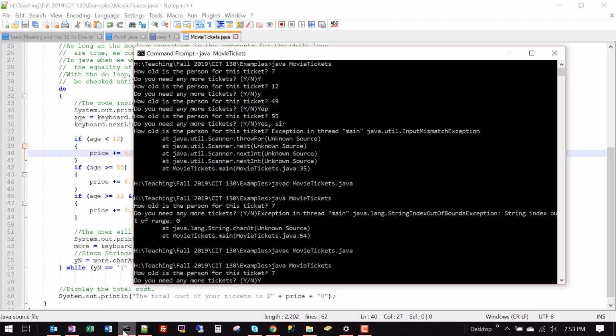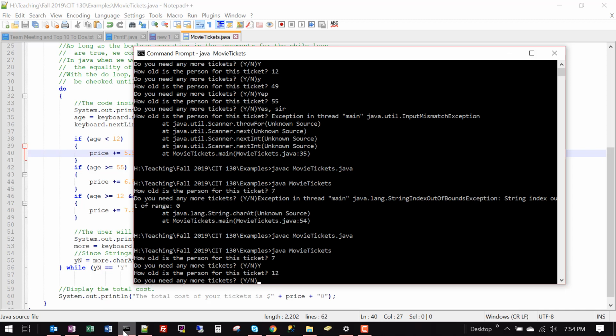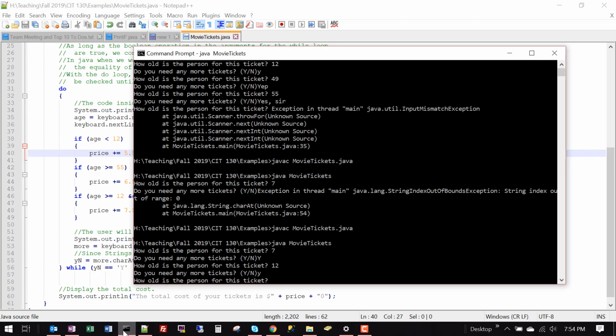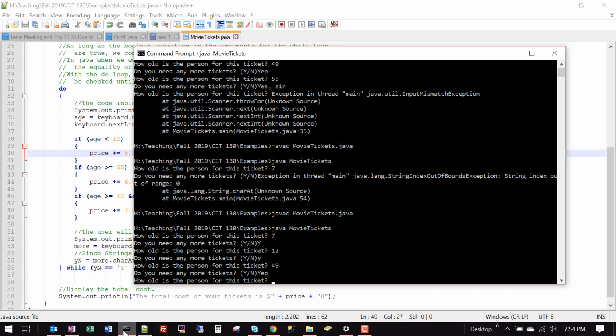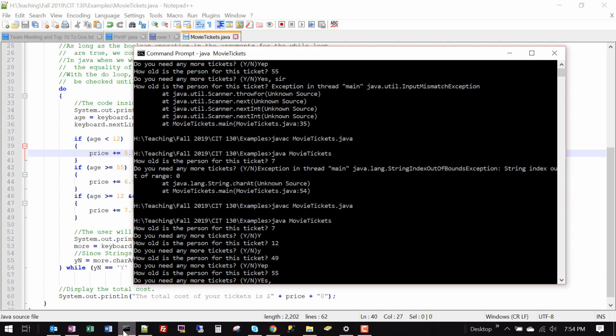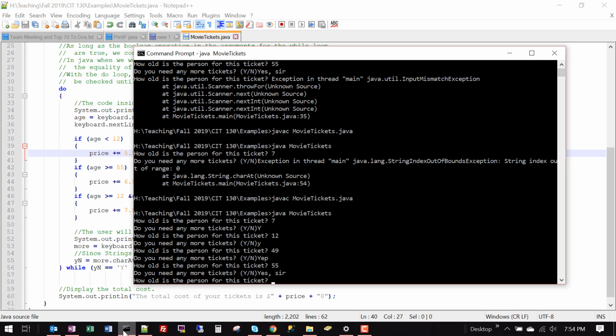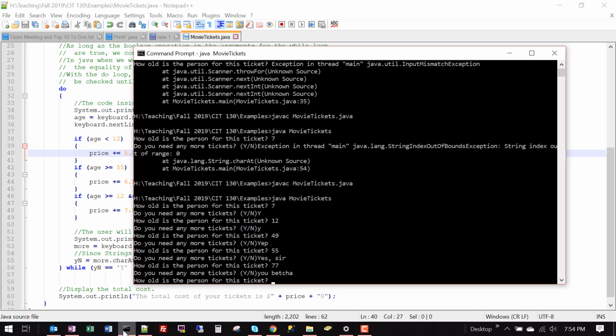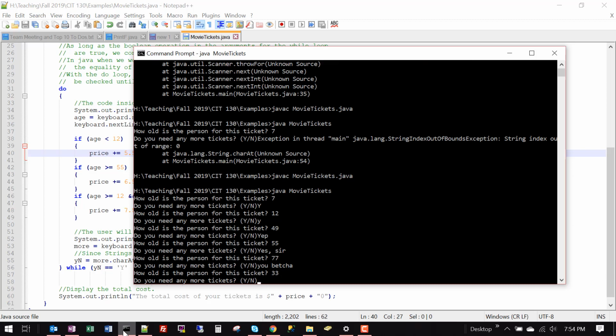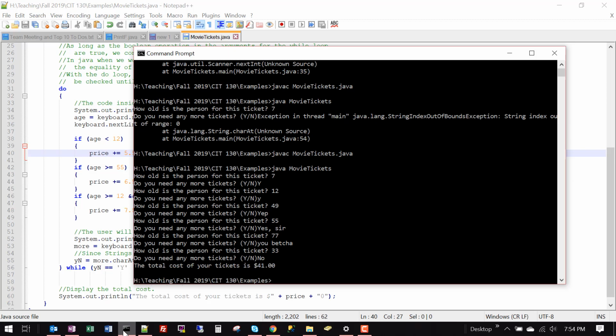7, capital Y, 12, lowercase y, 49, yep, 55, whoops, yes sir, 77, you betcha, and 33, I think that's what we've been doing in our examples. When we're done, we can just say no. We get that total cost of 41 that we were getting in the previous lecture.